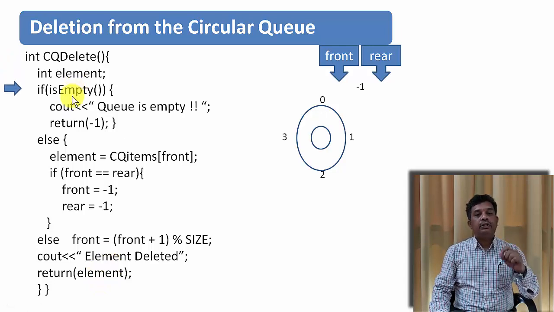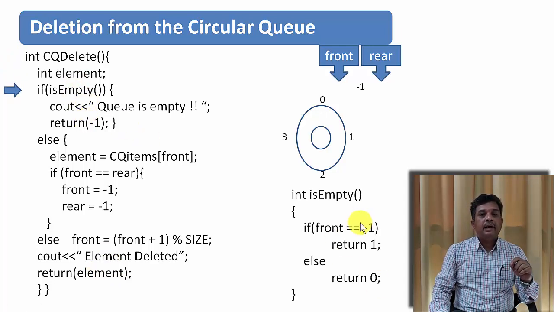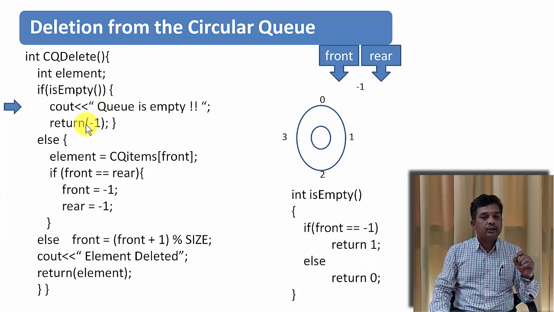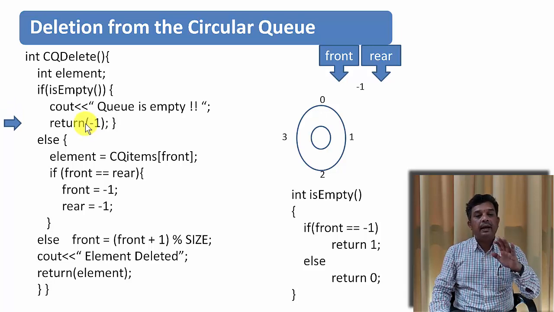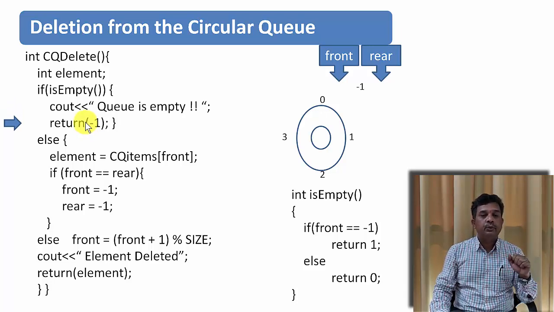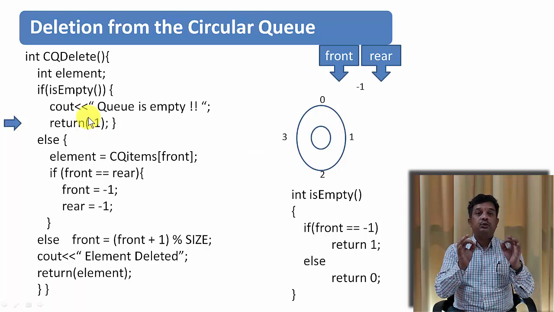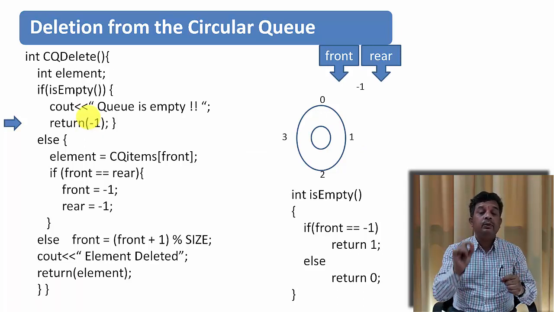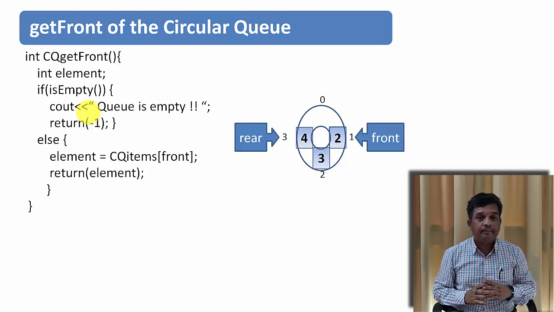Again if I want to check is empty, again is empty function I'll call. Front equal to -1. If front equal to -1, it is true. Yes, front is pointing to -1. So I'll return 1. So it means the condition is true. So I'll write Q is empty and I'll return -1 to indicate that there is no element in this particular queue to delete. I hope you understood how to delete an element from a circular queue when the circular queue is implemented through an array.